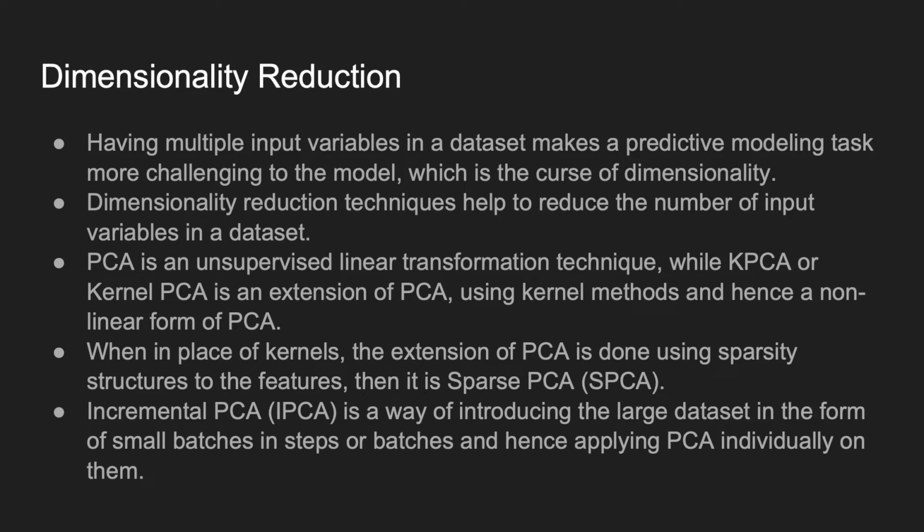PCA is an unsupervised linear transformation technique, while KPCA, or kernel PCA, is an extension of PCA using kernel methods and hence a non-linear form of PCA. When, in place of kernels, the extension of PCA is done using sparsity structures of features, then it is sparse PCA. Incremental PCA, or IPCA, is a way of introducing a large dataset in the form of small batches, applying PCA individually on them, not taking the whole thing as one in a linear form.